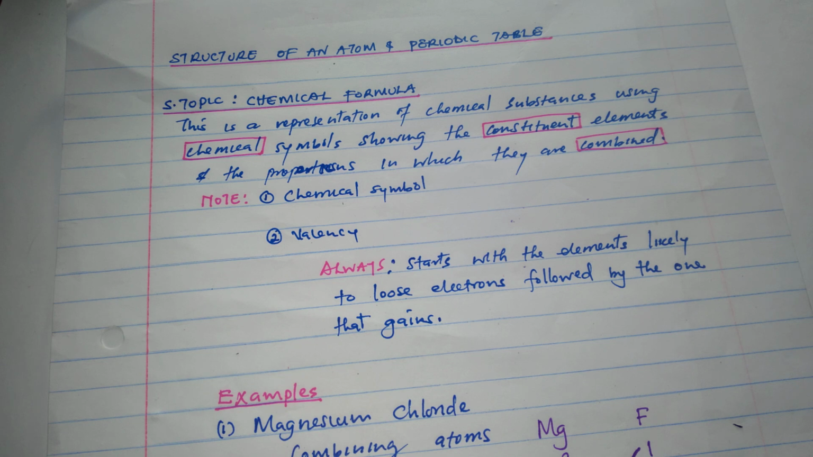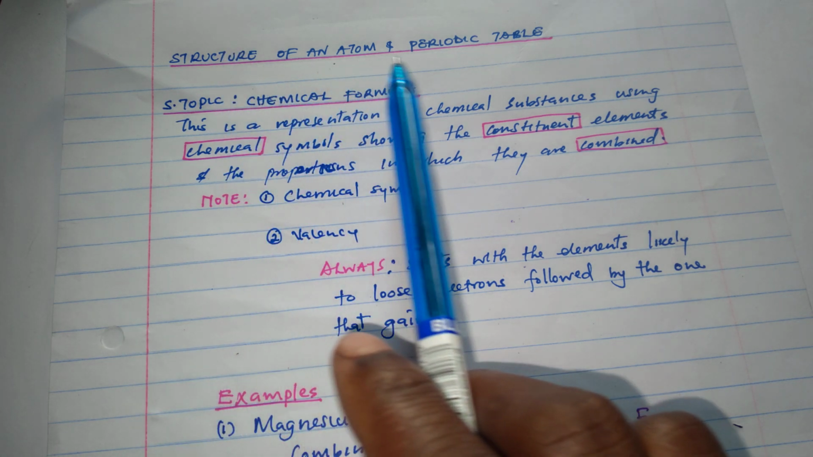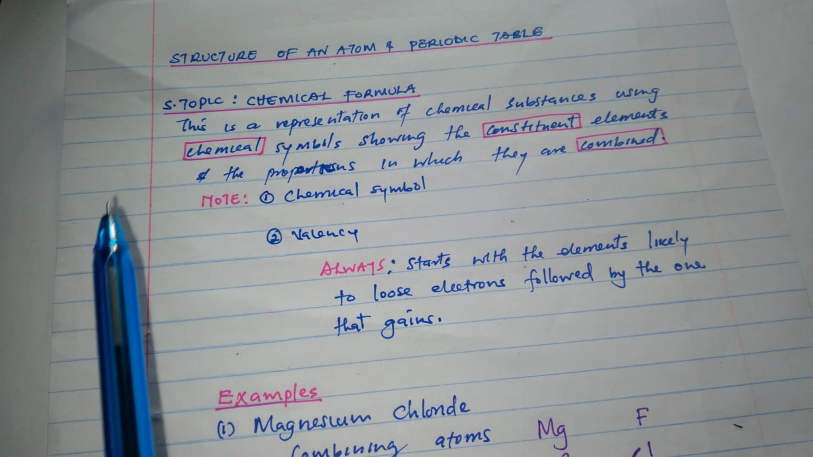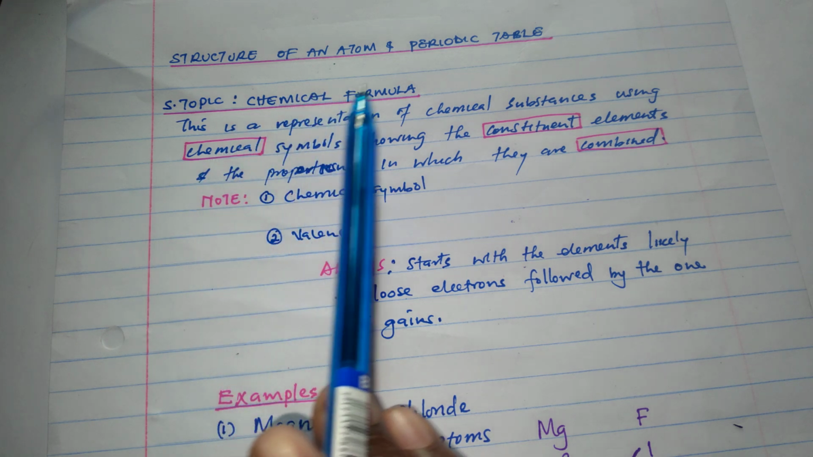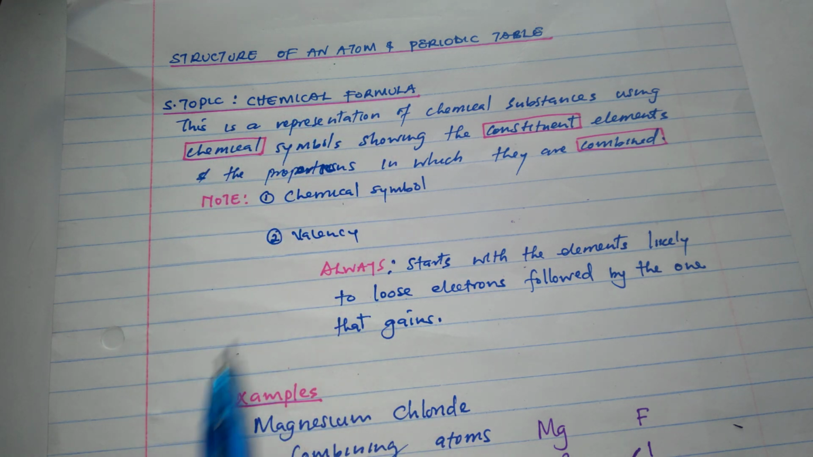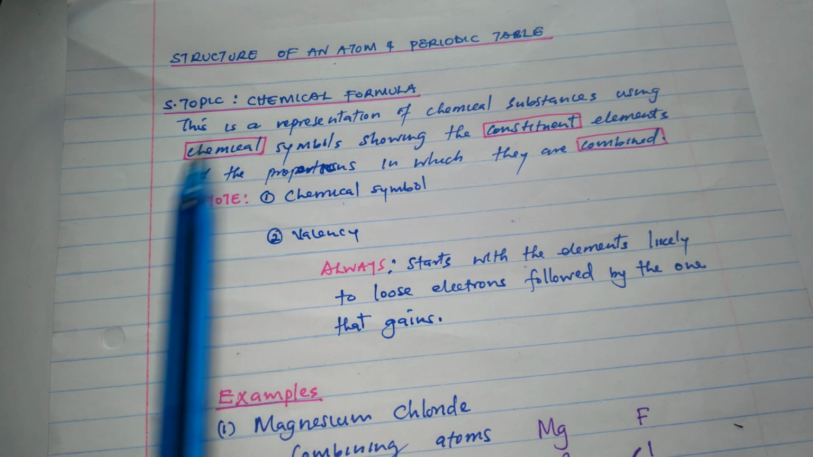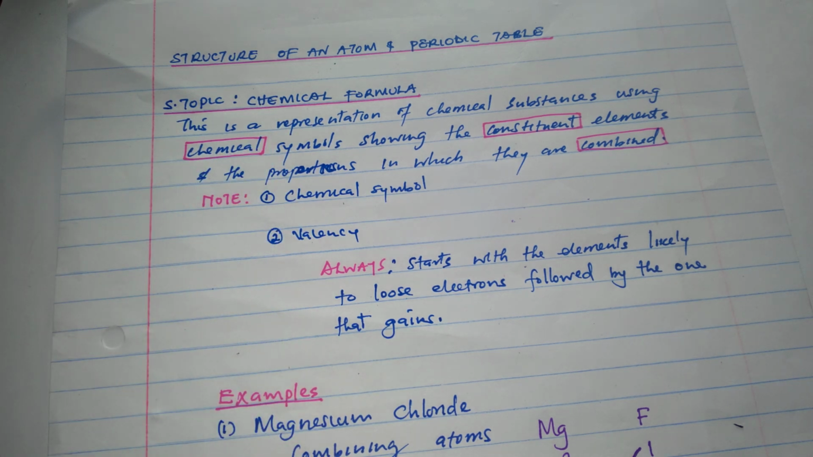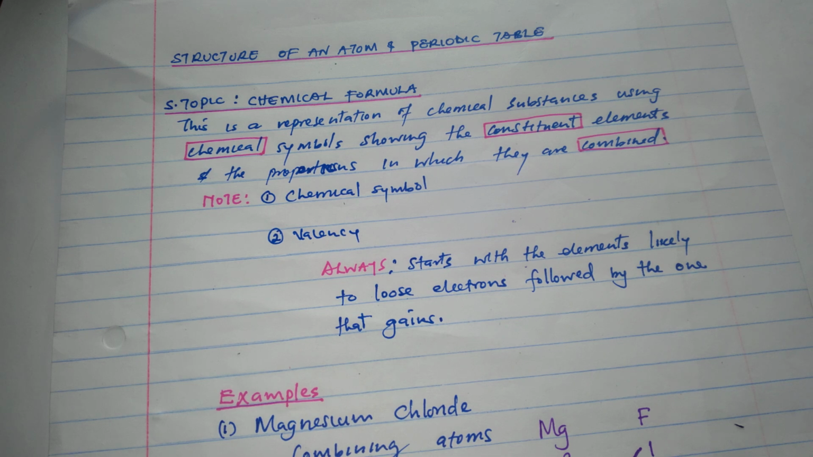So today we are still on the structure of an atom and the periodic table. We're going to look at the chemical formula. This is a Form 2 chemistry topic, and we're going to define chemical formula and even derive some of them in this particular lesson. So let's dive directly into today's lesson.